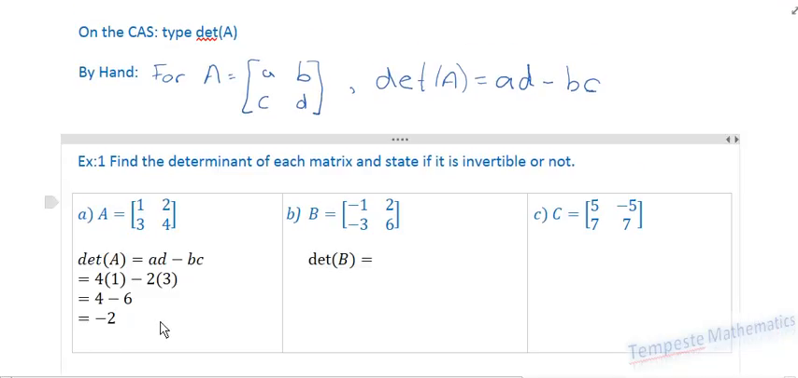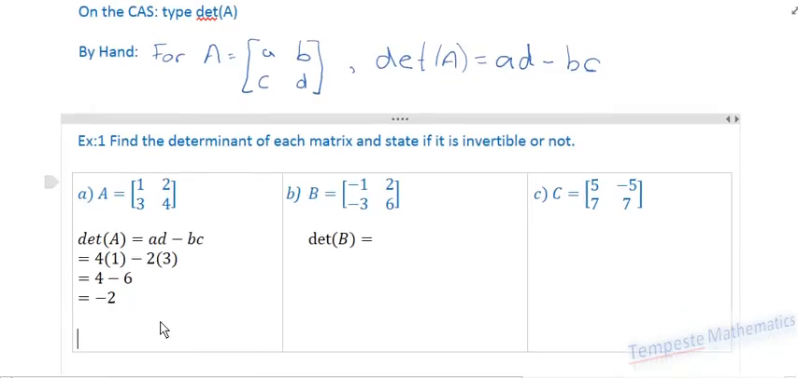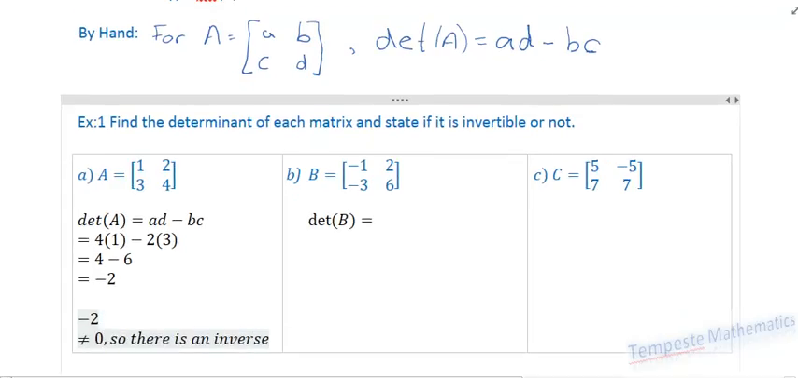With this example, it is important to actually answer the questions. We have found the determinant, that's step 1. Step 2 is to state if it is invertible or not. So I'm going to say, negative 2 is not equal to 0, so there is an inverse. Just get that down on the next line. It is important to make your final conclusion.